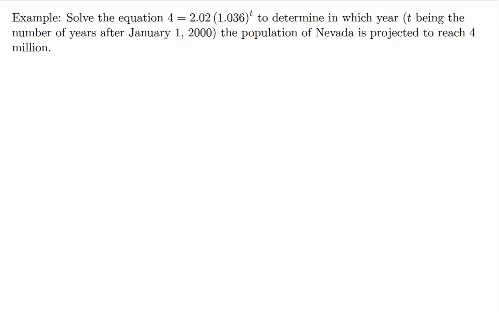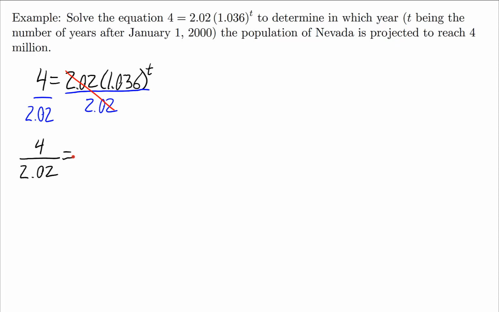Let's determine what year the population of Nevada would be projected to reach 4 million. We are going to use a logarithm, but first we need to get the exponential expression by itself. The first thing we'll do is divide both sides by this coefficient that's in the way of what we're doing at the moment. On the left side, I'll leave it alone. And on the right side, I'm just left with my exponential expression.